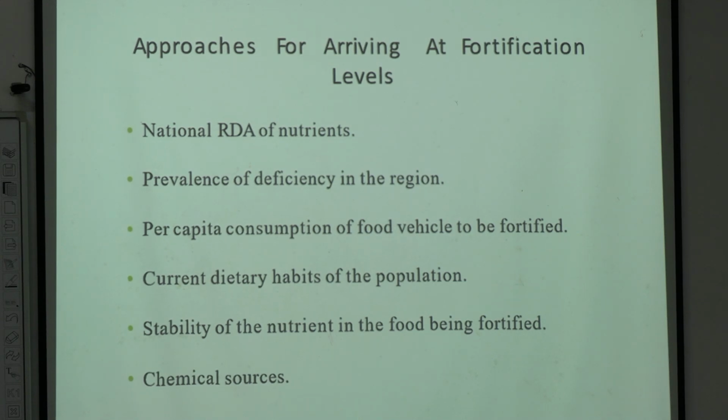Then prevalence of deficiency in the region, whether that particular area is deficient in that. Some areas are deficient in some diseases. That is to be seen. Per capita consumption of the food vehicle to be fortified, current dietary habits of the population, stability of the nutrient in the food being fortified, and chemical sources.